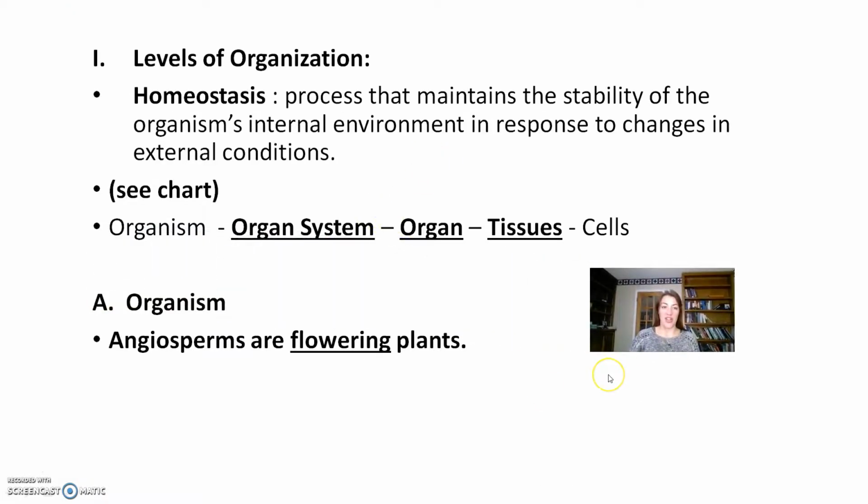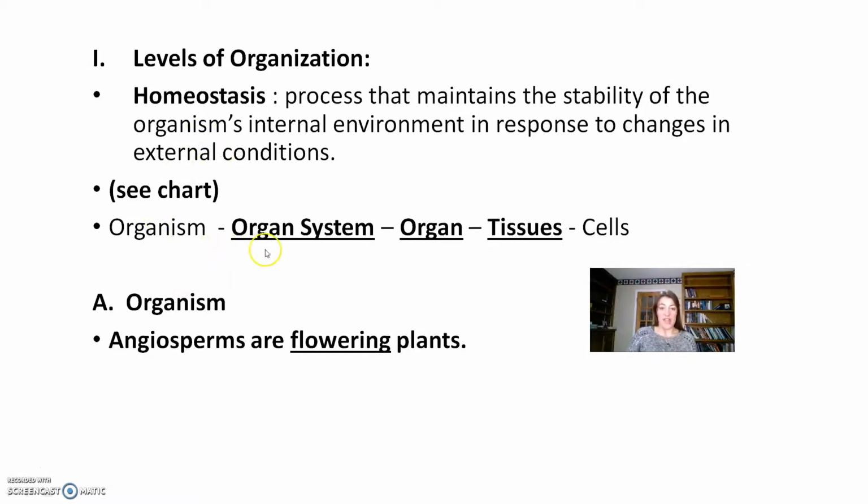Levels of organization. Homeostasis, as we know, is the process that maintains the stability of the organism's internal environment in response to changes in the external environment. So the whole idea is you have to keep the internal environment steady. Whatever goes on the outside, we have to make sure that the body is flowing, all the temperature, all the pH, all the salts, everything that makes the body work, be it a plant or an animal or whatever, has to have that homeostasis. It's part of those characteristics, if you remember long ago, about being alive.